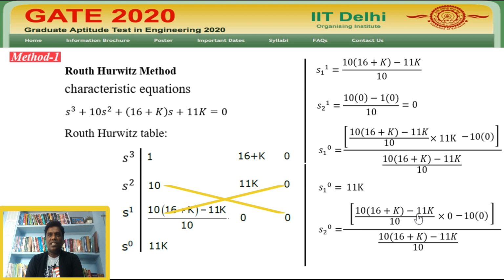In this equation, the numerator is everything 0, so S2 power 0 becomes 0. So the equation will be S2 power 0 equal to 0. The 0 will be filled in the final row and second position of the Routh-Hurwitz table.